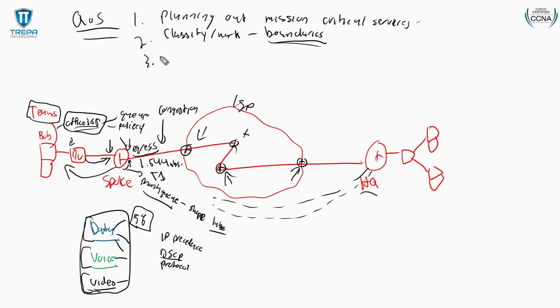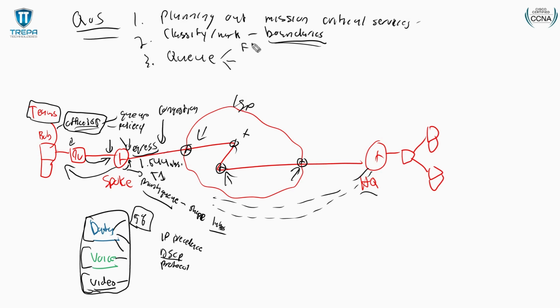Then after we figure out how to classify and mark in our different trust boundaries, how are we going to queue this? If congestion is happening, we can't help that, right? Congestion is happening at peak hours, or it's just happening. There's nothing we can do unless the ISP upgrades us to give us more bandwidth on that link. So now we've got to figure out, okay, when we get packets and we can't send them out because we're congested, how do we want to queue them?